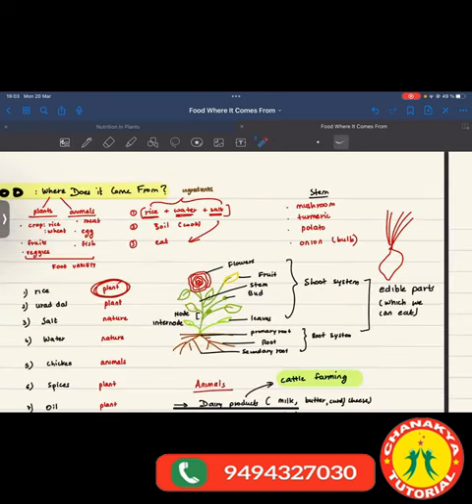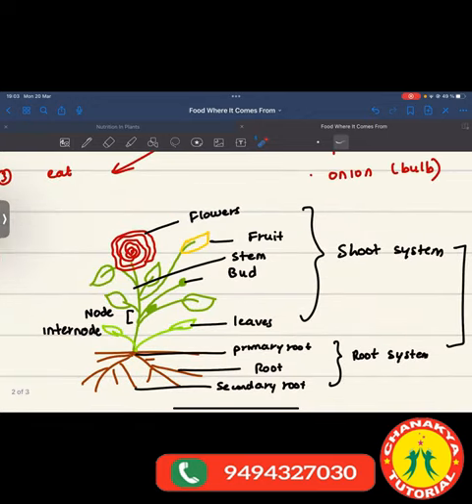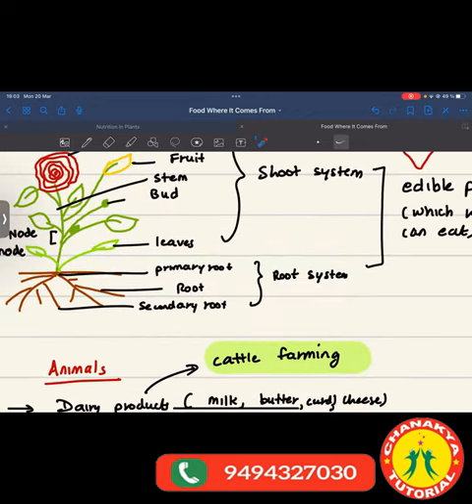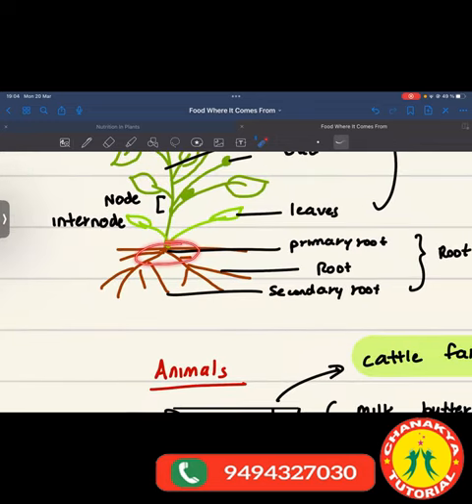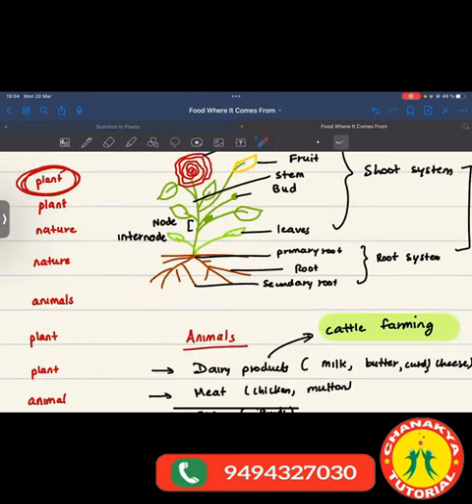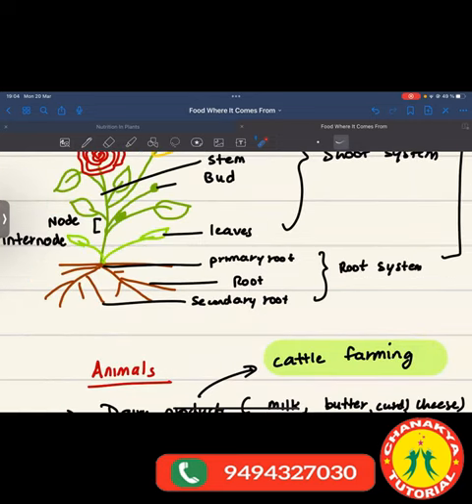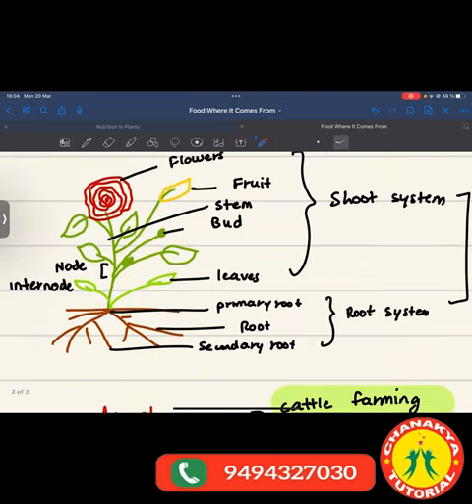We have two important systems classifying the whole plant body: the root system and the shoot system. The root system consists of the primary root and the secondary root. The primary root is the starting point of the root that grows. The secondary root is the end branching point. Then the plant grows into small leaves, and then there will be small buds growing. In the buds, there are even fruits growing, and there's a flower and many other things growing.